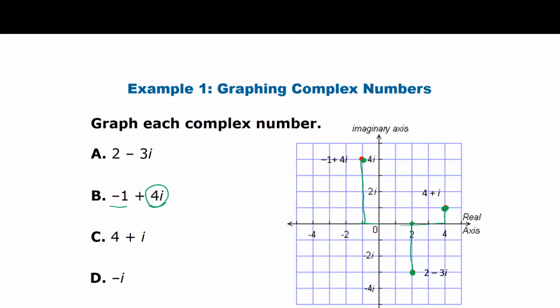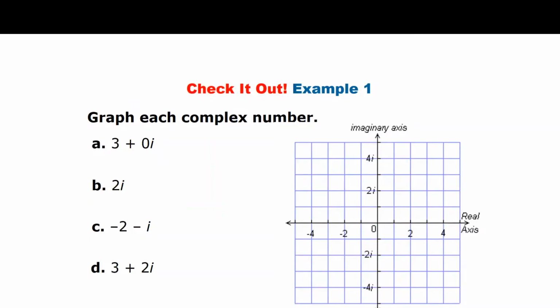And then finally, we just have negative i. So that means our x is 0 for our real. And then we're going to go to negative 1, which would go down. All right, and there's that point. Okay, let's just do a couple more. I'm not going to have you turn off the video, but you can look at it as we go.